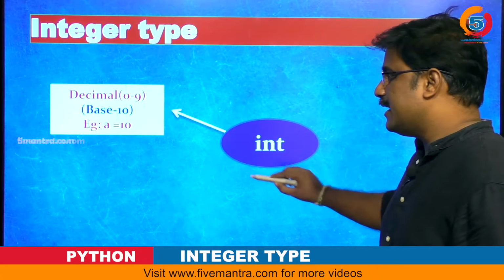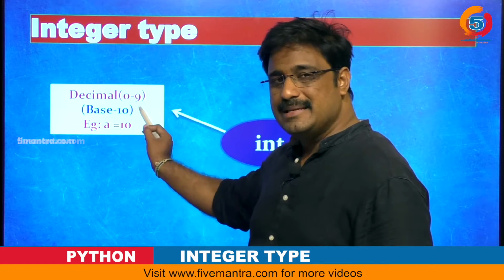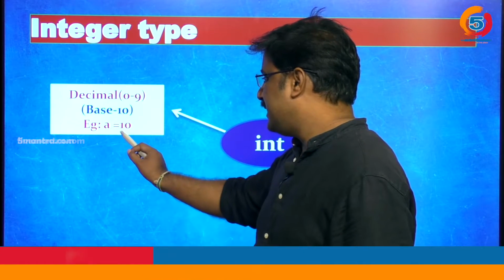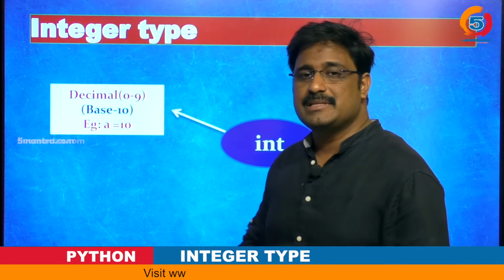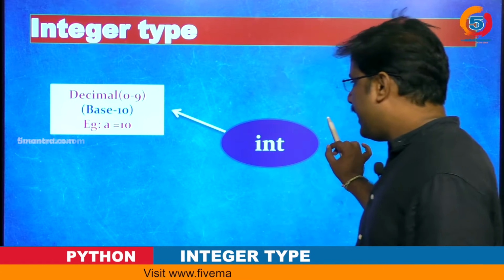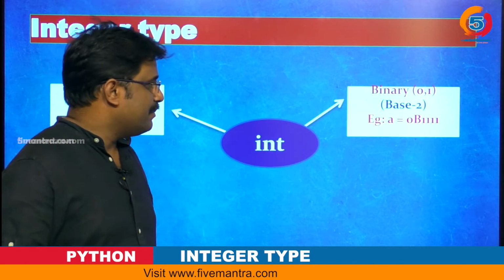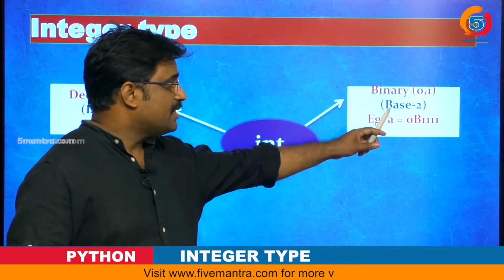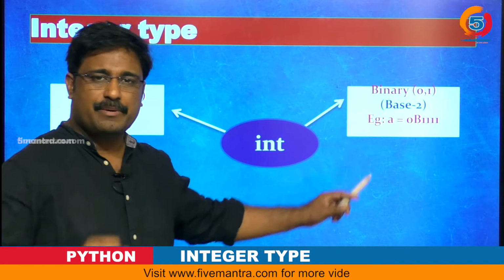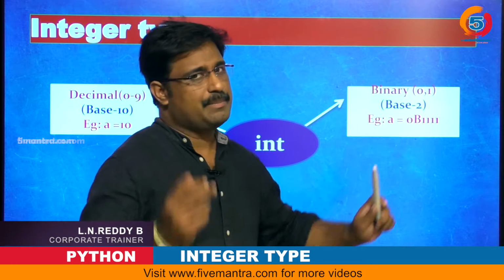Normally we use the decimal number system. It has the symbols 0 to 9, the base is 10, and it is represented directly as a equal to 10. Now a is an integer type, and it is the default number system accepted in Python 3.x. Another integer type we have is binary data. Binary data will be accepted as an integer, but binary is represented with the help of two digits, one is 0, another is 1, and the base is 2.